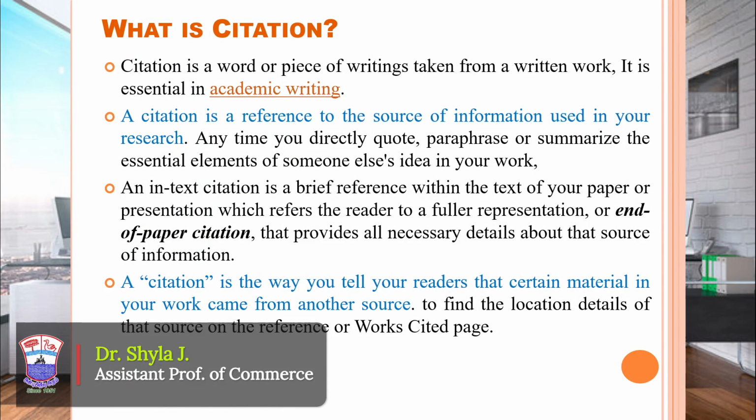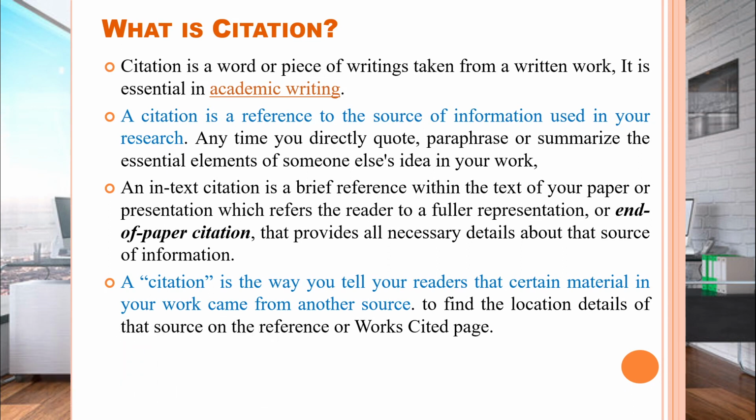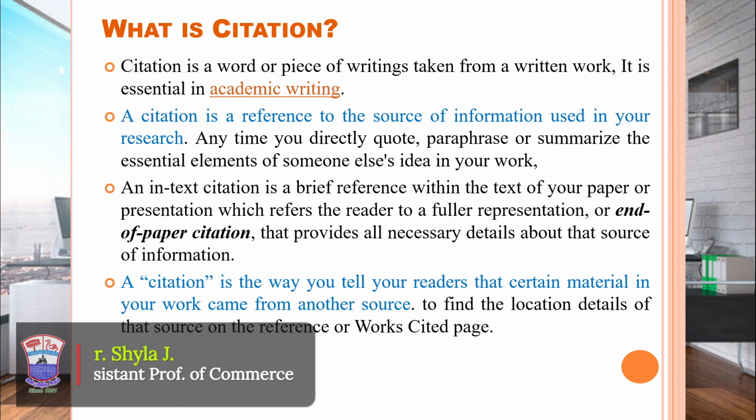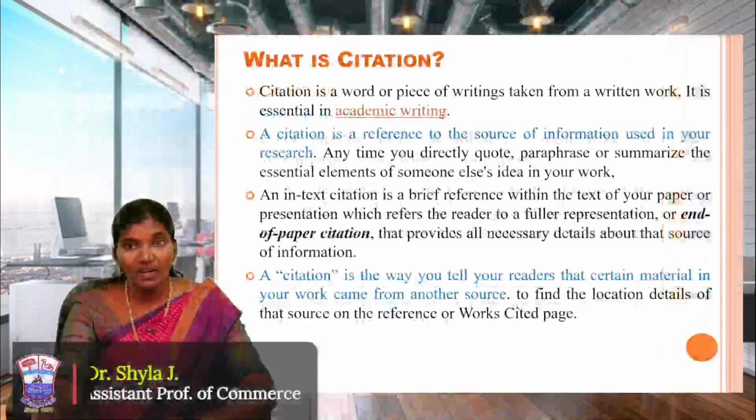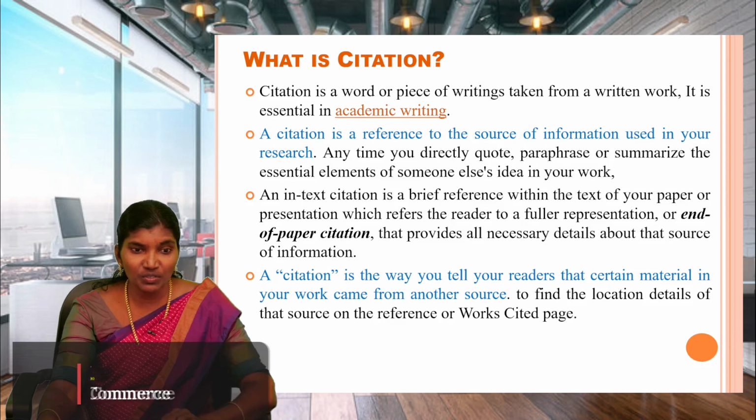We can see it is in the form of in-text citation. So what is in-text citation? In-text citation is the text reference we enclose within the text of your research paper or presentation, which refers the reader to a fuller representation which might be enclosed at the end of the research paper. The reference details you can either enclose at the end of the research paper, or you can include in the text of a particular paragraph. It provides necessary details about that source of information.